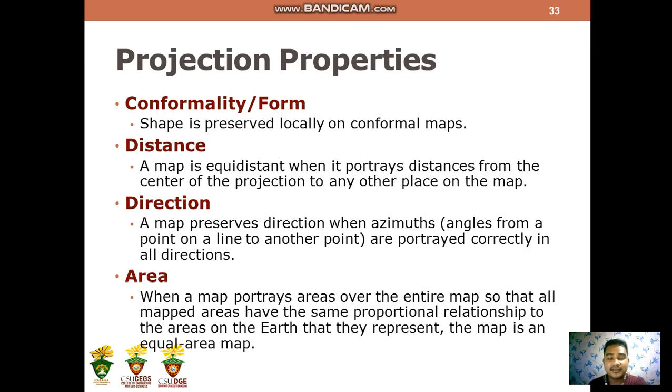For distance, from the word itself, ang distance. So, a map is equidistant when it portrays distances from the center of the projection to any other place on the map. Kaya ang iyang i-preserve is ang distance. For direction, a map preserves direction when azimuths or angles from a point on a line to another point are portrayed correctly in all directions. So, ang iyang i-preserve is ang direction.